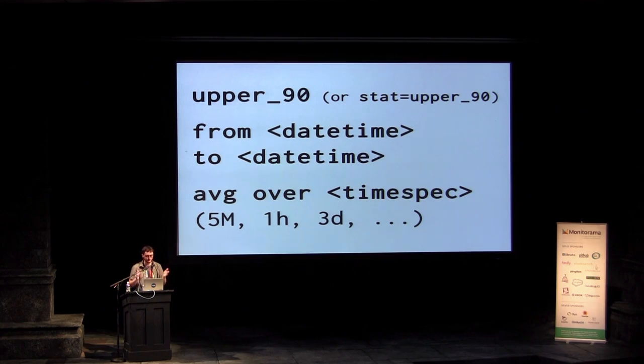And let's say we just want to smooth out the graph a little bit. We're going to say average over 5M, meaning average it over 5 minutes. But there's a lot of other things you can do with that.